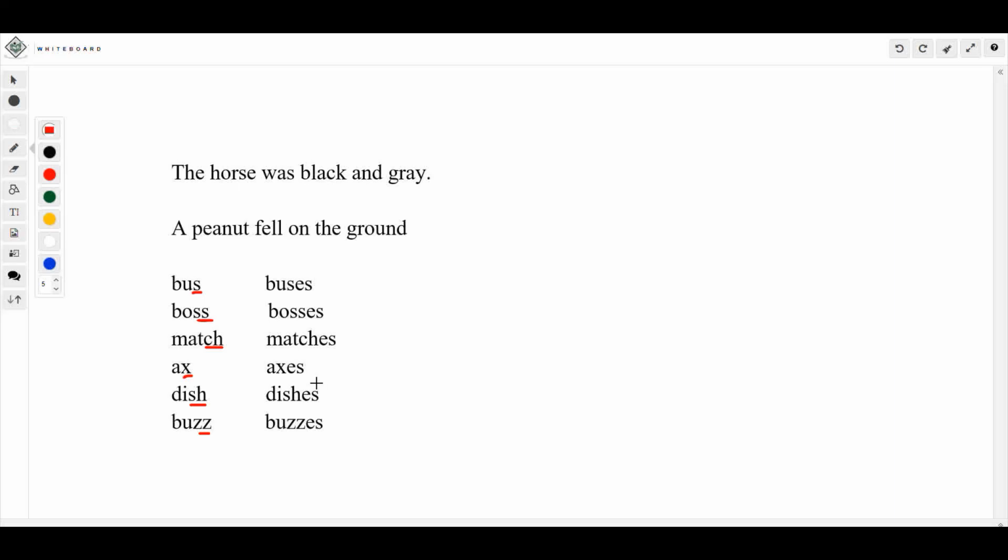Now sometimes we have, look at your page on page 47. Do you see the yellow box at the top? Now look at the bottom of the yellow box where it says change the Y to I and then add ES. Sometimes we have words that when they are singular, they end with a Y, and we have to change that.